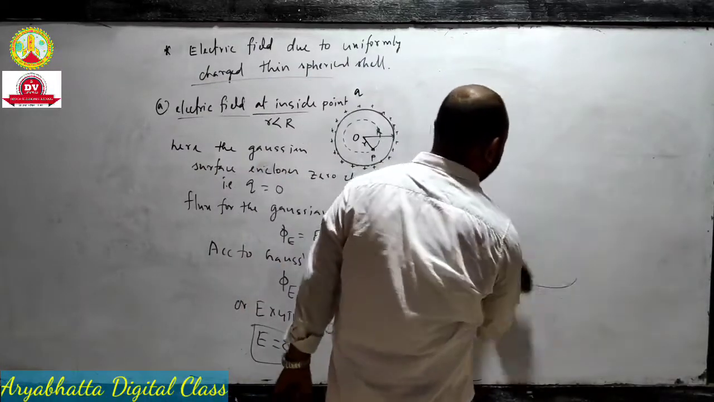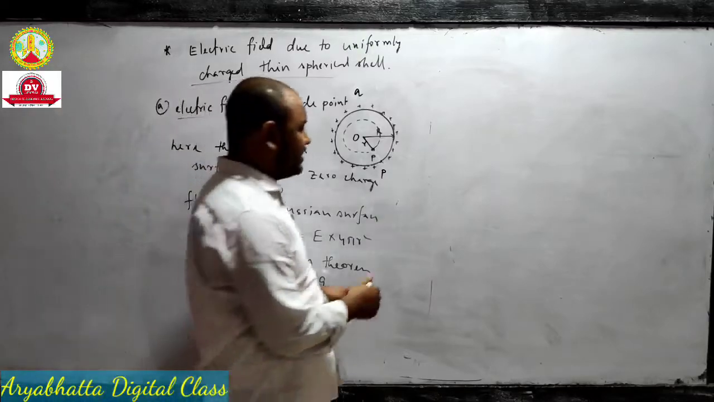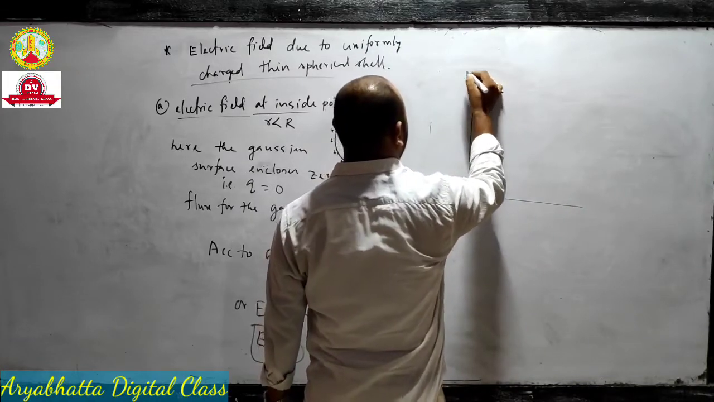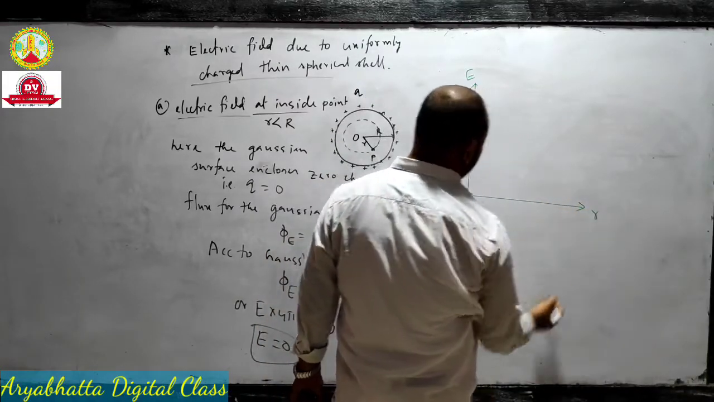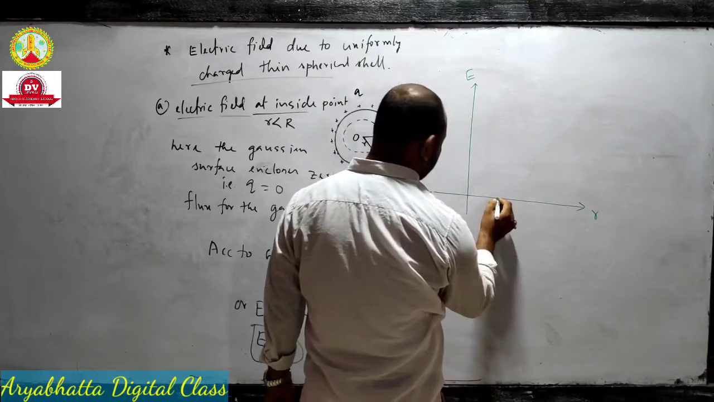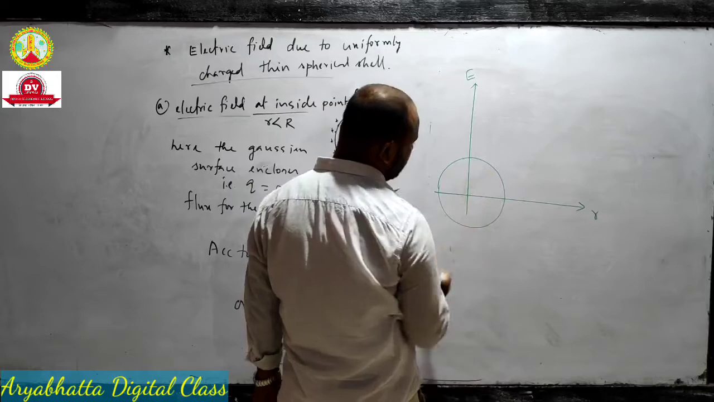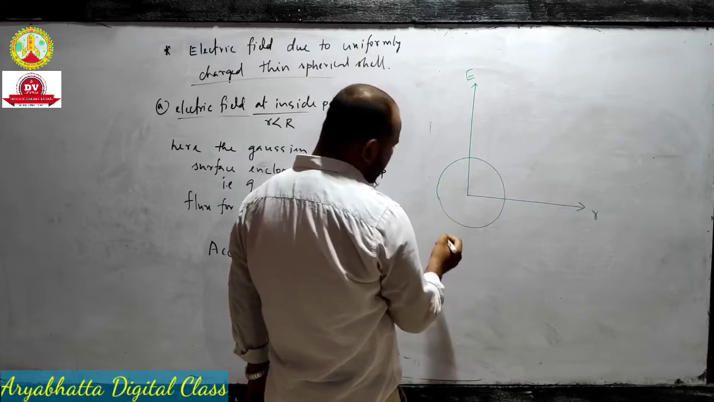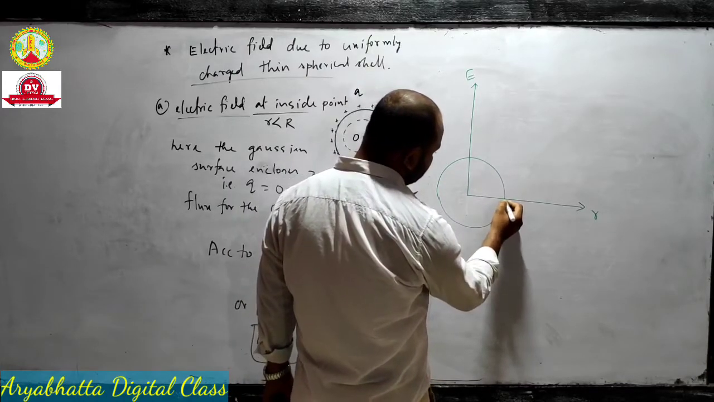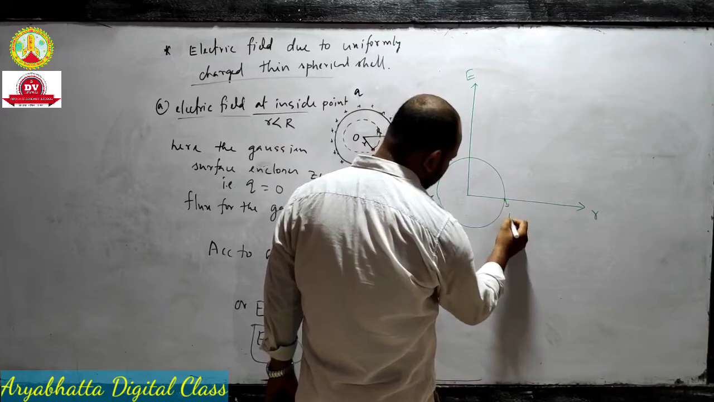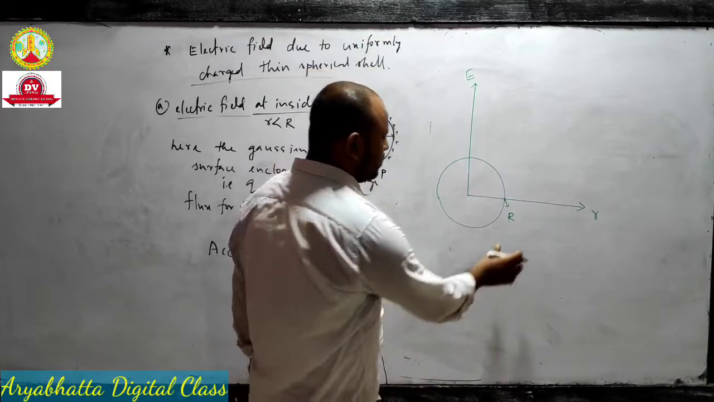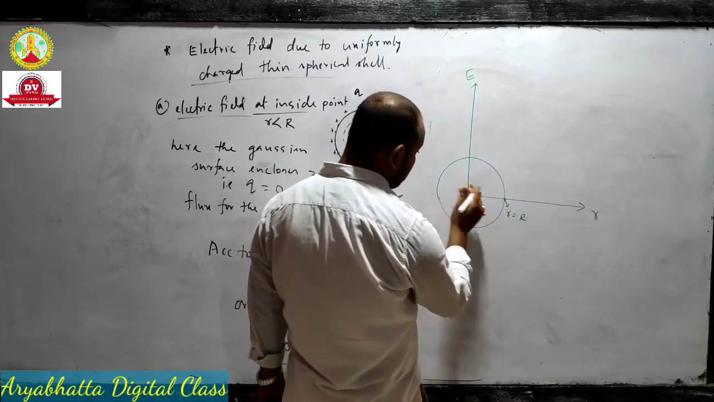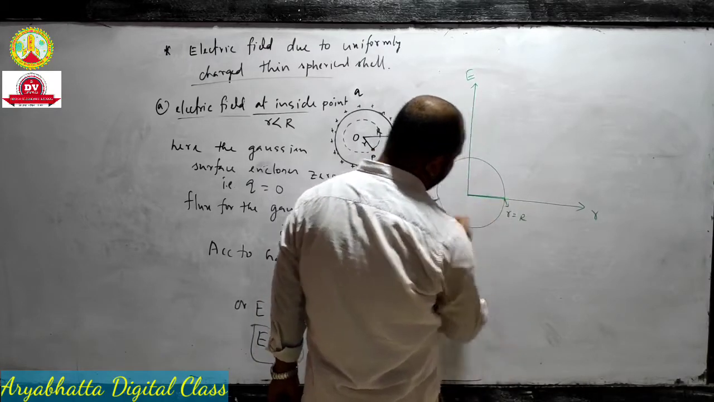If we draw a graph of electric field and distance, suppose along the x-axis we put the electric field and along the y-axis the distance r. Suppose this is the thin spherical shell, and at this point small r is equal to capital R, the radius. Inside the thin spherical shell, the value of the electric field is 0.